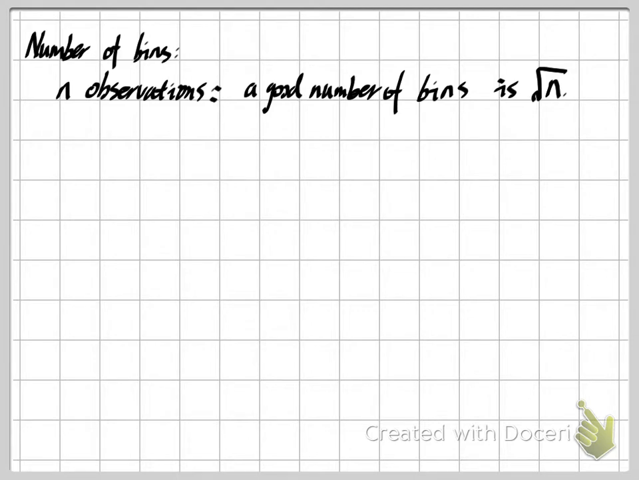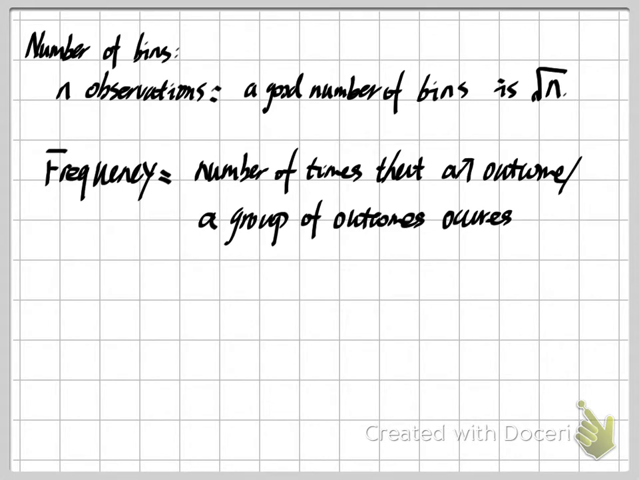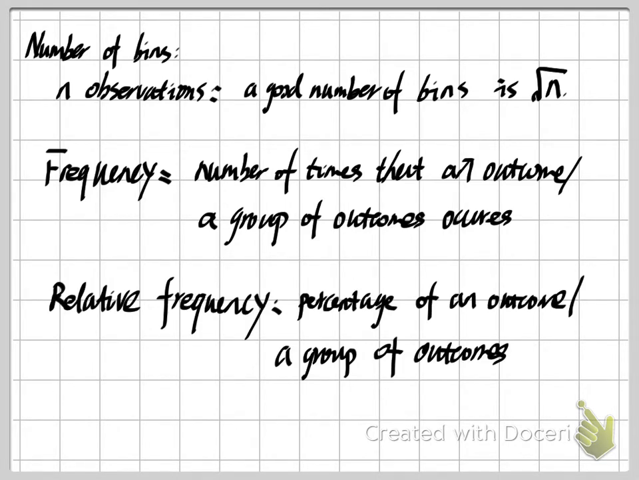Okay, so to draw a histogram, there are several terms we need to use: frequency, relative frequency, and cumulative frequency. Frequency means how many times one outcome occurs in a data set. If we have already decided the bins and the range of the bins, then the frequency of one bin is the number of data points inside this bin, in this range. The relative frequency is the percentage of the outcomes, or a group of outcomes, in our data set.